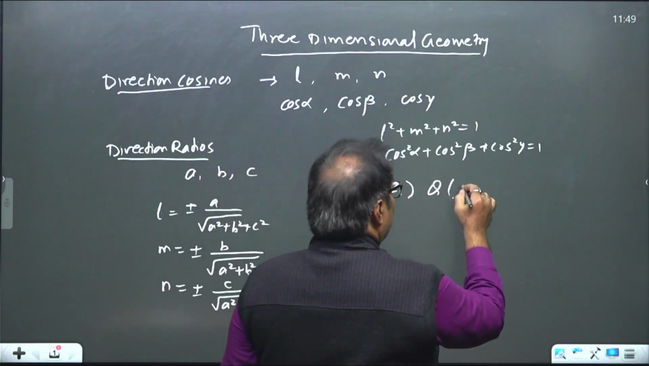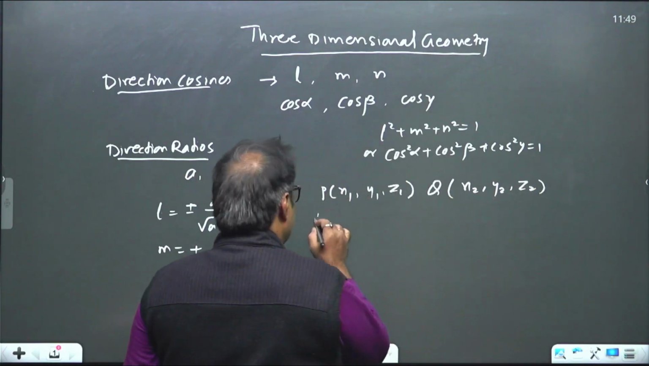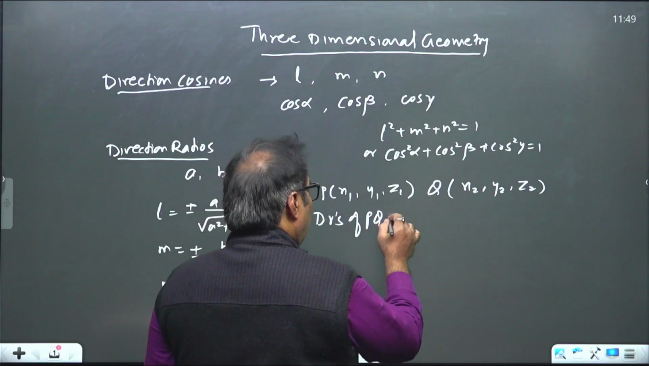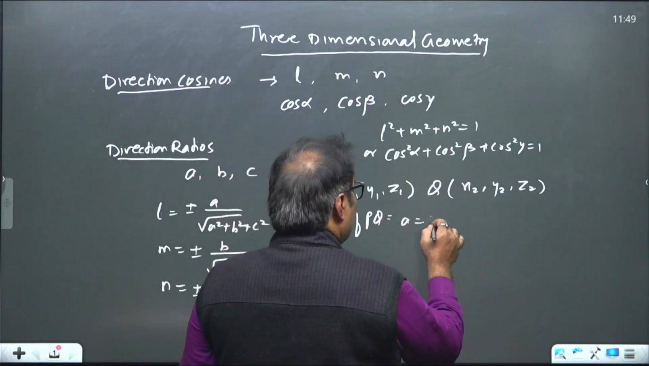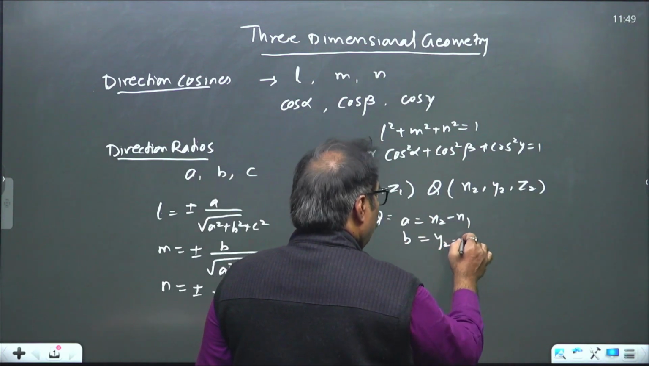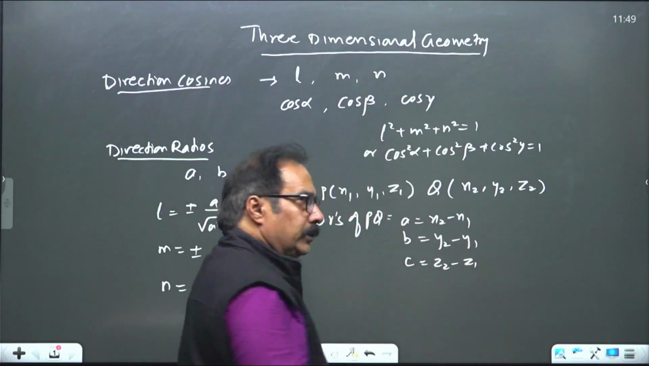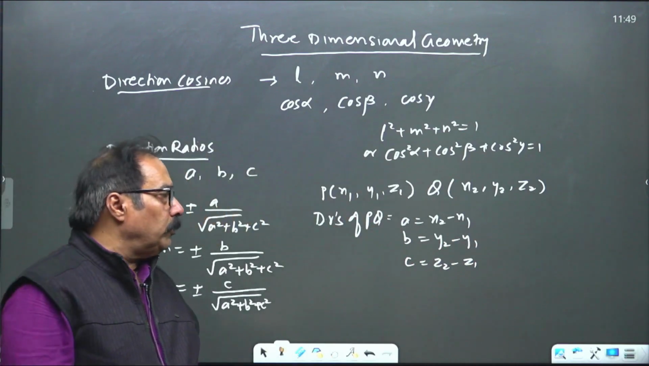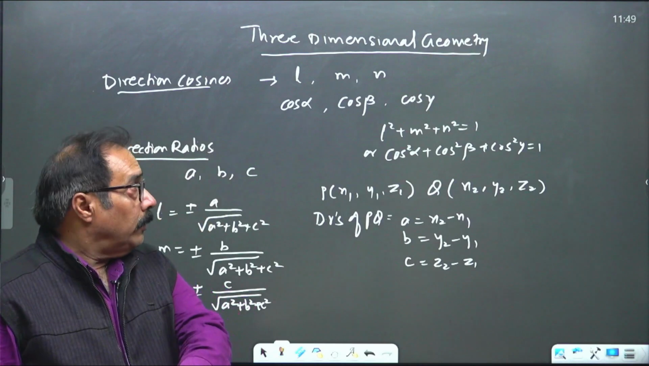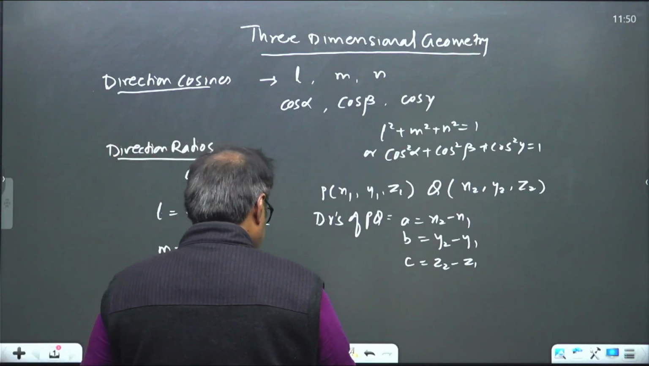If 2 points are given, suppose the point P is (x1, y1, z1) and Q is (x2, y2, z2), then the direction ratios of PQ are A equal to x2 minus x1, B equal to y2 minus y1 and C equal to z2 minus z1. We will use this formula to simplify this exercise. Now switch over to the exercise.